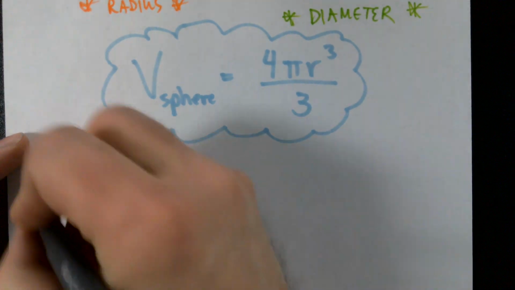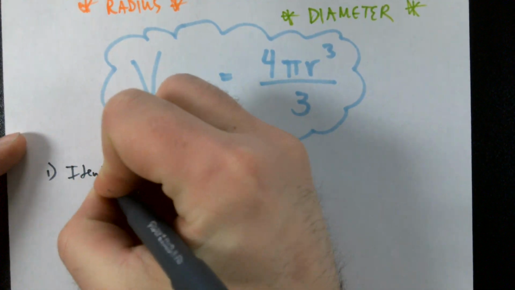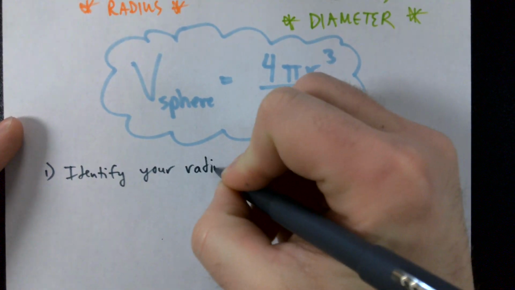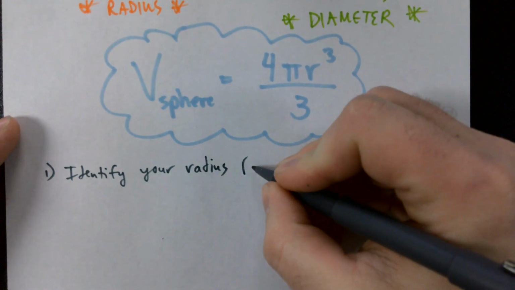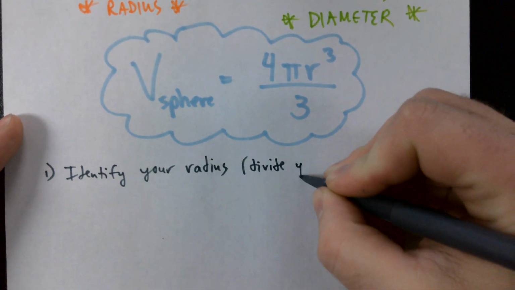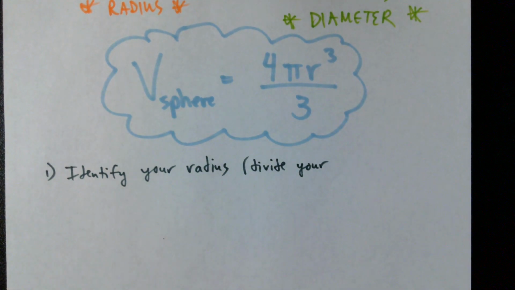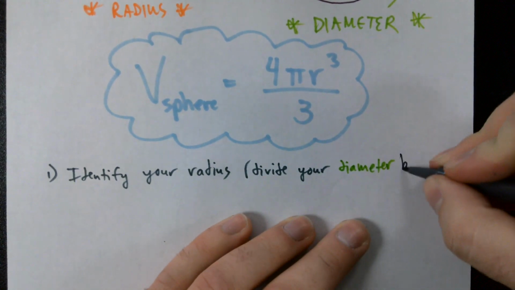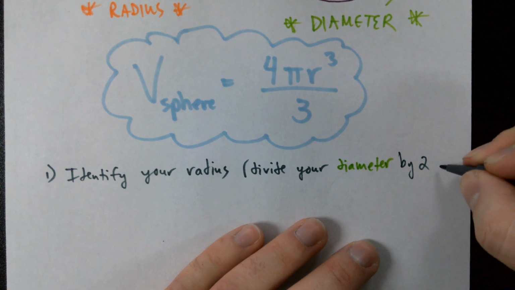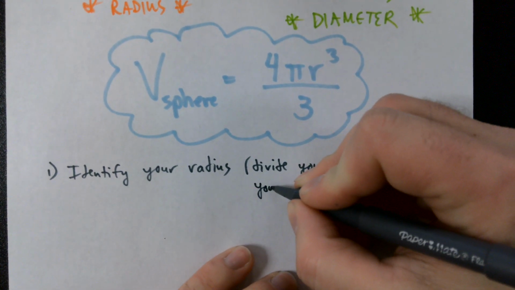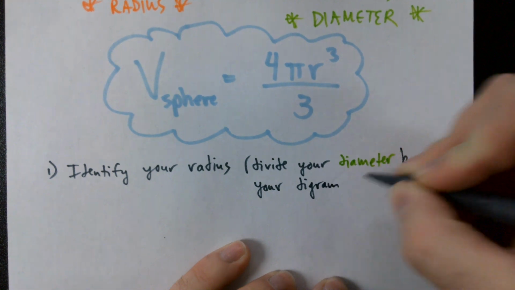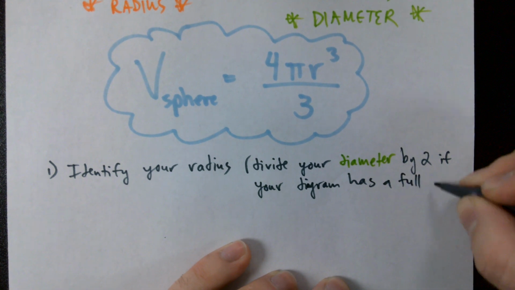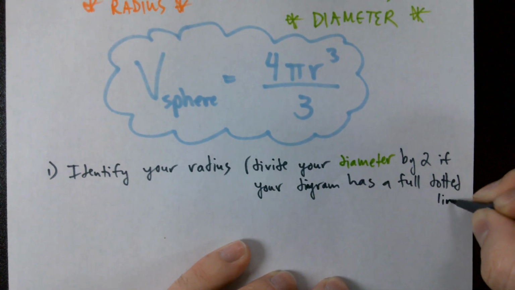All right, step number 1. Identify your radius. Very straightforward. All you got to do is pick out, hey, there's my radius, and you've done step 1. But you're going to have to divide your diameter by 2 if your diagram has a full dotted line.